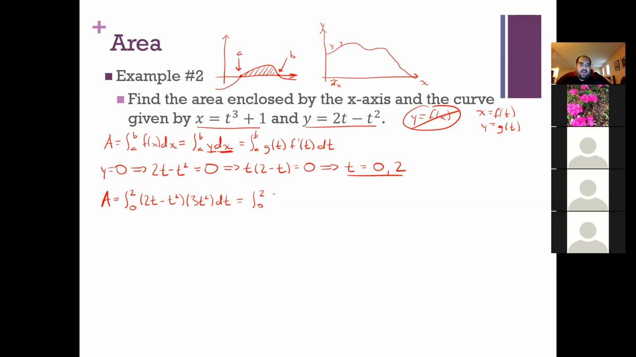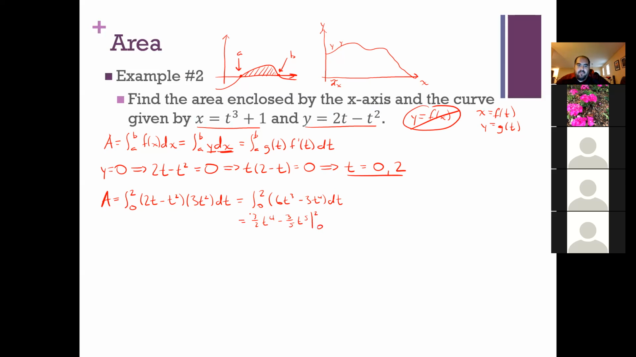Okay, so before I integrate, I'm going to do some distributing. So 6t to the third minus 3t to the fourth. And from here, just kind of work through it. So 3/2 t to the fourth minus 3/5 t to the fifth.